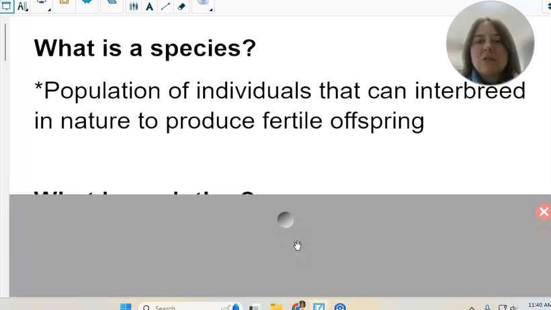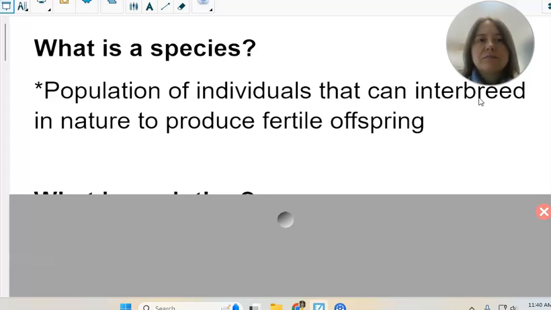So please write that down and let's talk about it. You have a population of individuals, of plants, of animals, of fungi, and they can interbreed. If they can't interbreed, they're considered two different species. And if they can, they're considered the same species. And they have to produce fertile offspring.